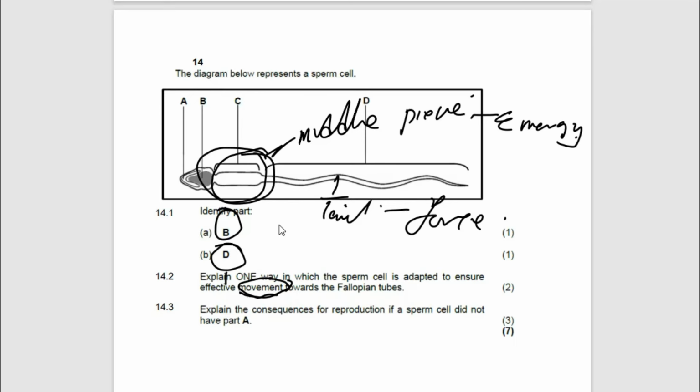So the major function is to contain enzymes which digest the membrane of the ovum so that fertilization can take place. So if part A is not there, it means that will not happen. No acrosome will be present, therefore there will be no enzymes, and the sperm will not be able to penetrate the ovum, and no fertilization will take place.